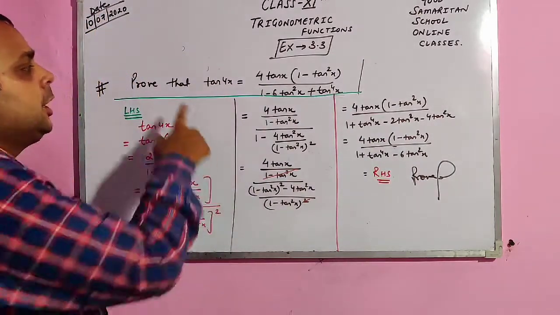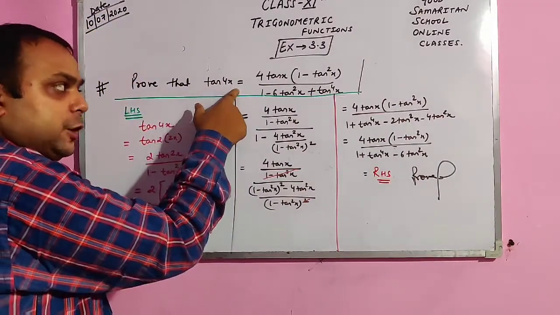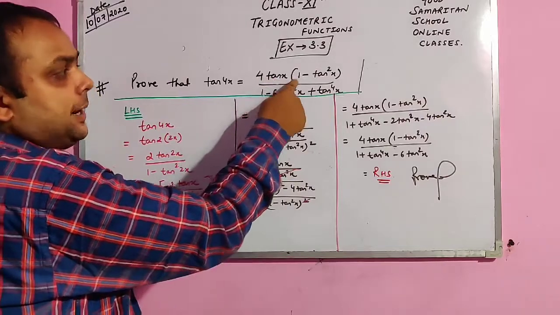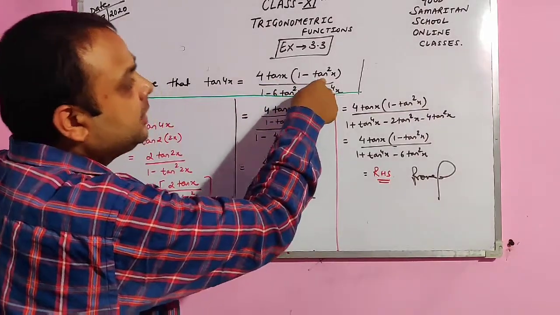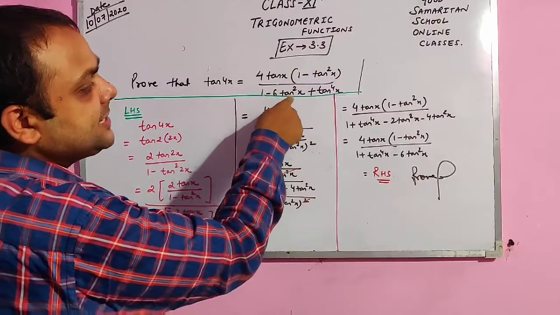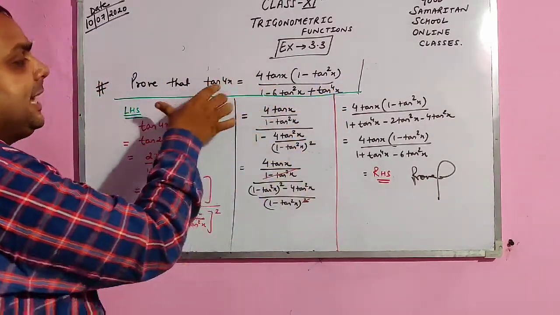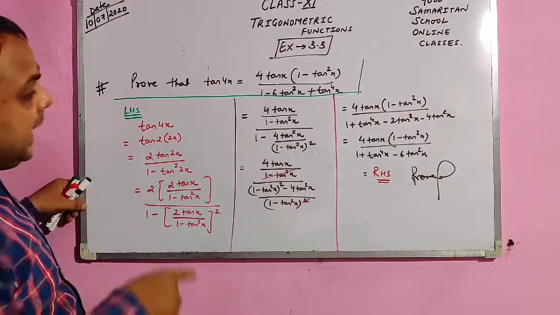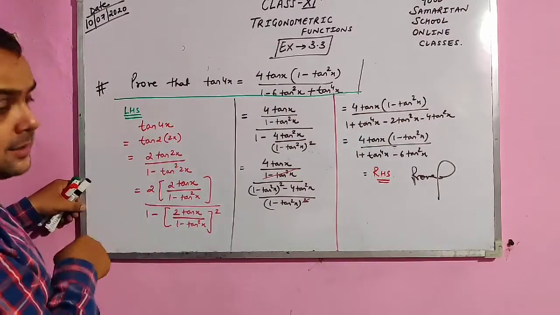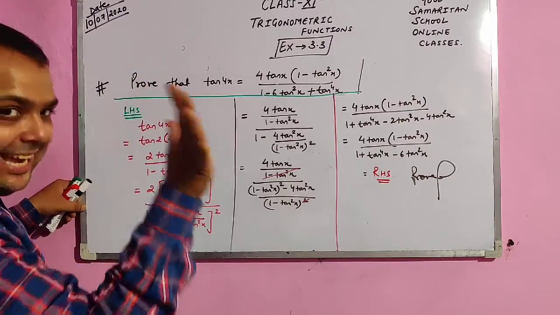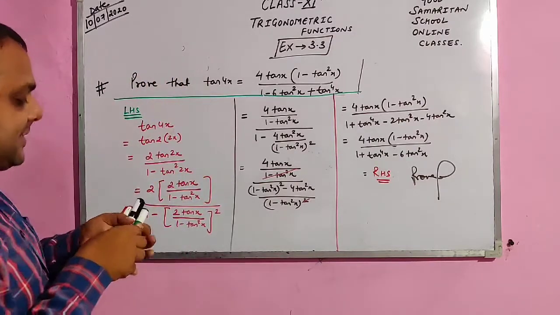The question is, prove that tan 4x is equal to 4 tan x multiplied by 1 minus tan square x, divided by 1 minus 6 tan square x plus tan to the power 4 x. Now I am taking the LHS part, which is tan 4x. I have just split it into 2 times 2x. I have taken 2x as a.